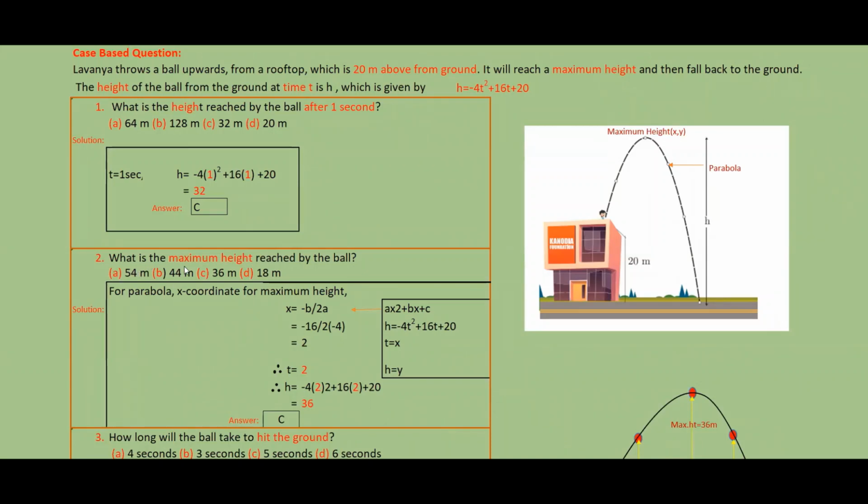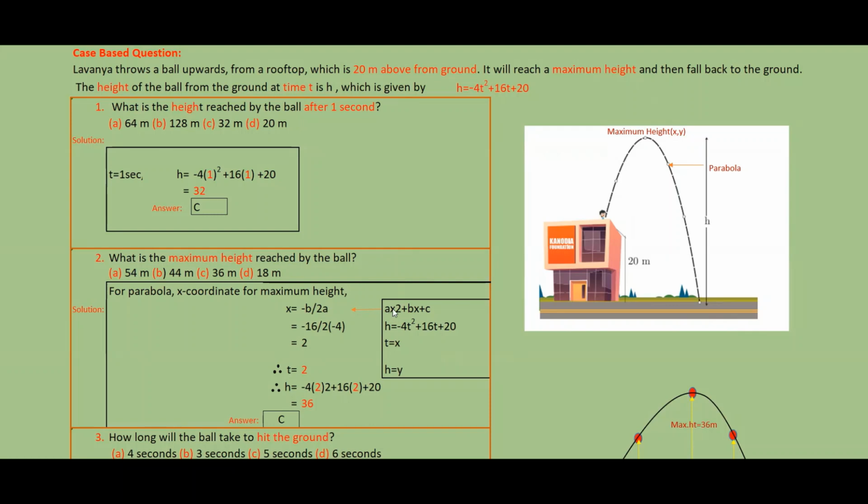This is the second question. What is the maximum height reached by the ball? So here we have to find the maximum height, and it is like a parabola, and the equation here is ax square plus bx plus c. If you compare this equation, h is equal to minus 4t square plus 16t plus 20, with y is equal to ax square plus bx plus c, then the parabola vertex coordinates are x, y. If you assume them as x, y, then the x coordinate is minus b by 2a.